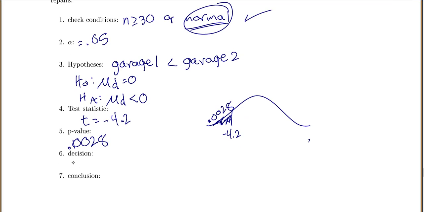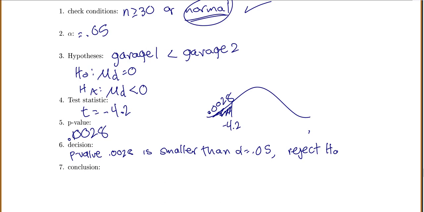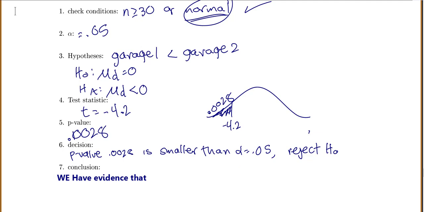So this p-value, 0.0028, is smaller than alpha equals 0.05. Anytime you have a small p-value, you will reject your null hypothesis. And that means we have evidence for our alternative. So we have evidence that the mean, population mean of the differences is less than 0.